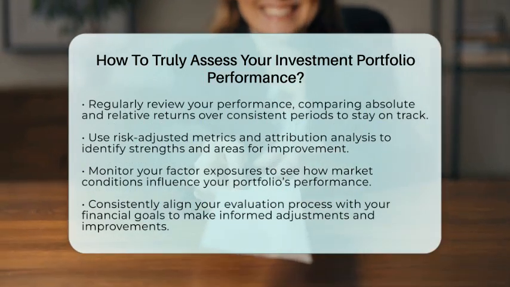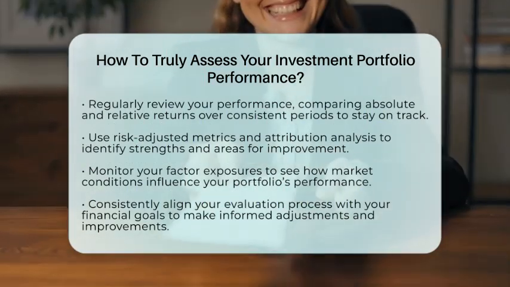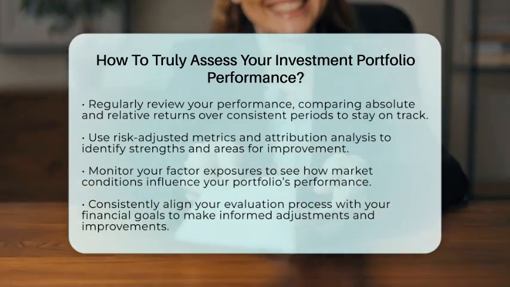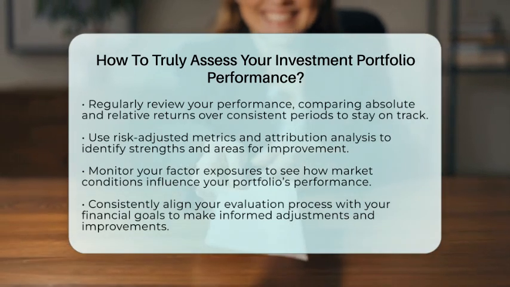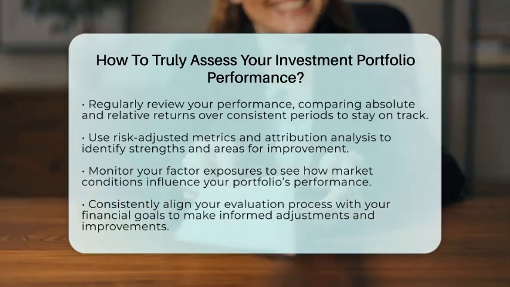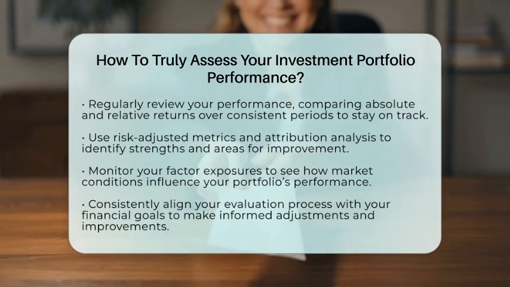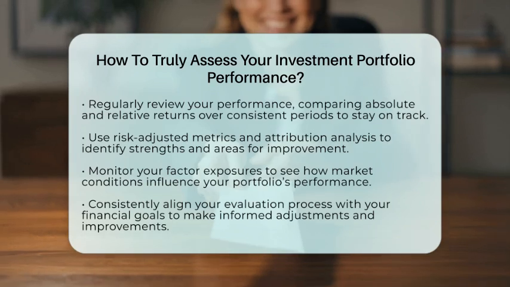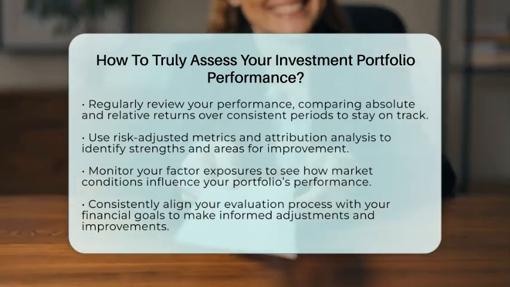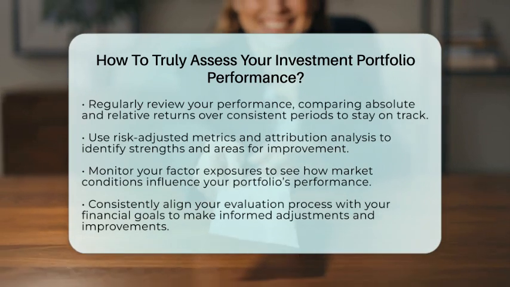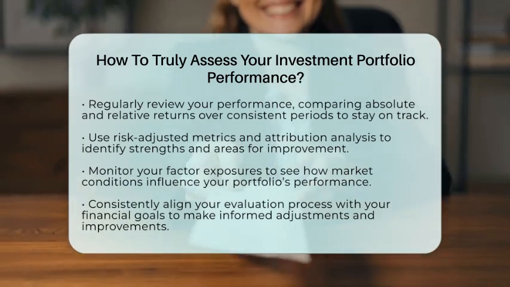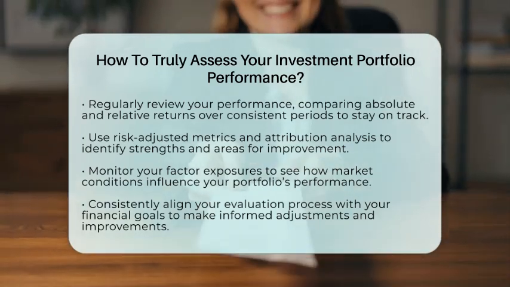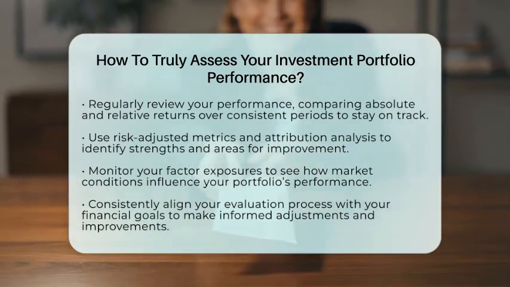To keep your investments on track, regularly review your performance. Choose a relevant benchmark that matches your goals and asset mix. Calculate both absolute and relative returns over consistent periods. Use risk-adjusted measures like the Sharpe Ratio to see if your returns justify the risks taken. Break down your performance with attribution analysis to understand what is working well. Keep an eye on your factor exposures to see how market conditions are affecting your investments. And always select the return calculation method that best reflects your cash flow patterns.